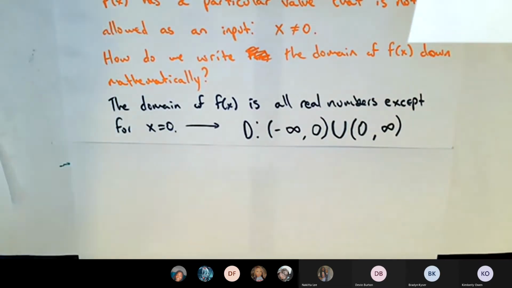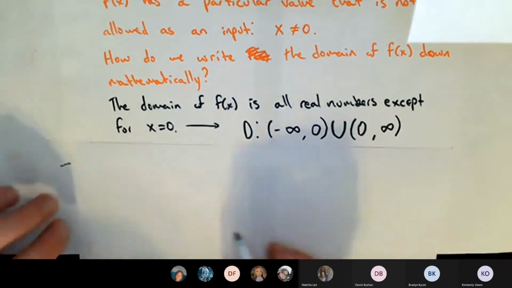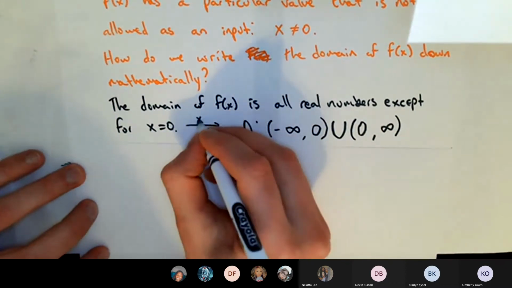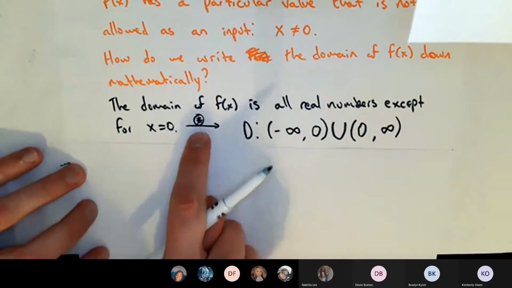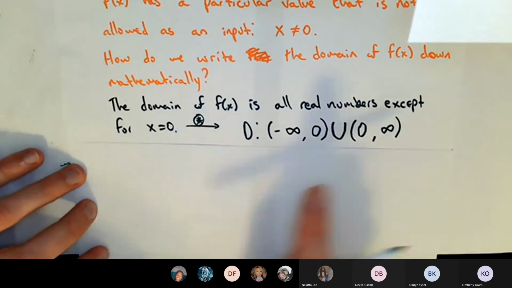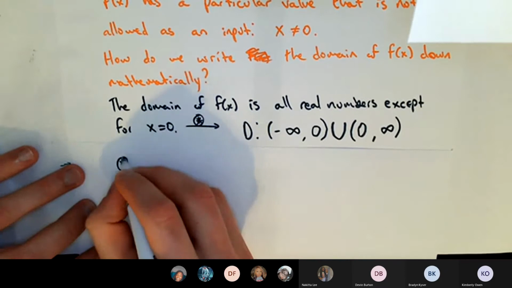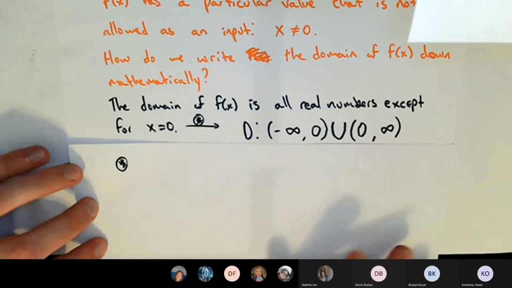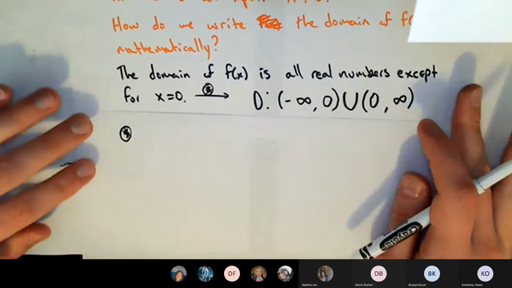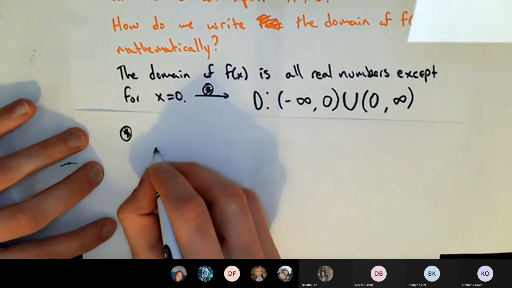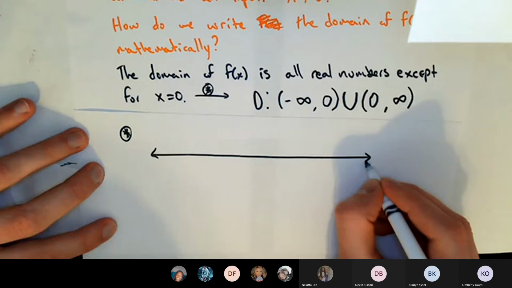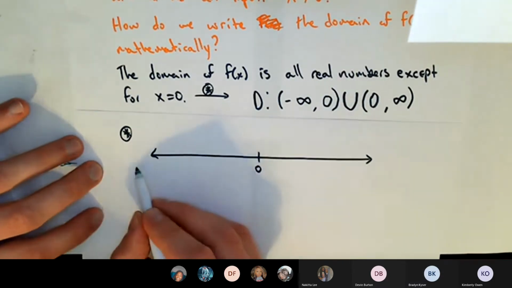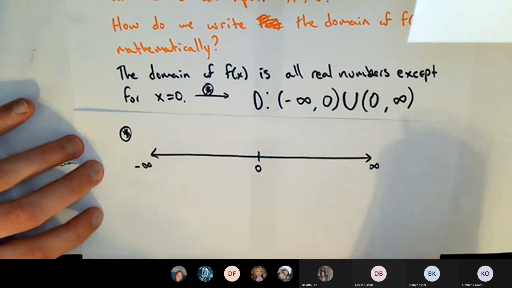All right. So how is this working? How did we get here? How did we get from this statement to this thing here? Okay. The domain of f of x is all real numbers except for x equals 0. Can we draw a picture of that on a number line? Yes, we can. Here's all the real numbers. Here's 0. So over here is negative infinity and positive infinity.